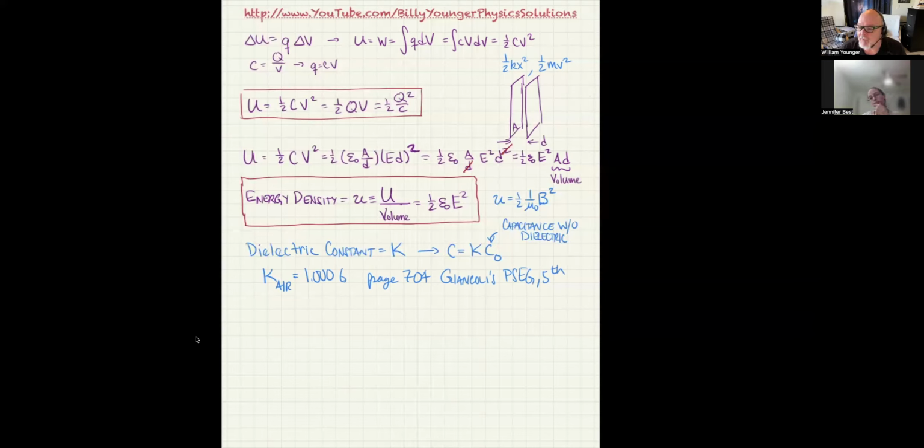You can put paper, that's 3.7. You can put quartz, that's 4.3. Oil is 4. Glass, Pyrex, is 5. Rubber or neoprene, 6.7. So pretty cool stuff like that.